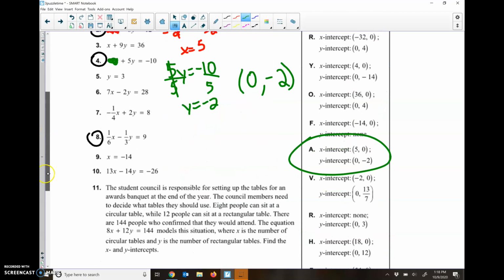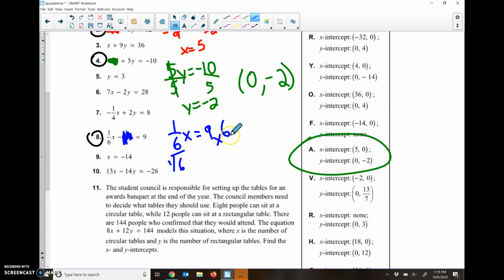And the last one, the only reason this one's a little bit harder is because it has fractions in it. So if I do 1/6x minus 1/3y equals 9, so same thing. Let's get the y to go away. So I'm left with 1/6x equals 9. Divide both sides by 1/6. Remember, that's the same as multiplying by the reciprocal.